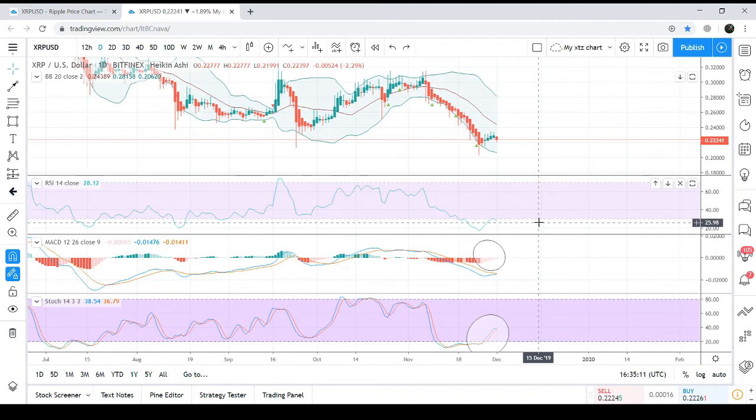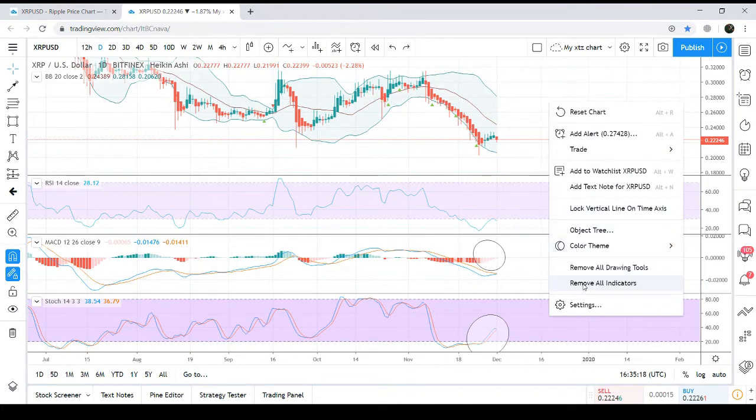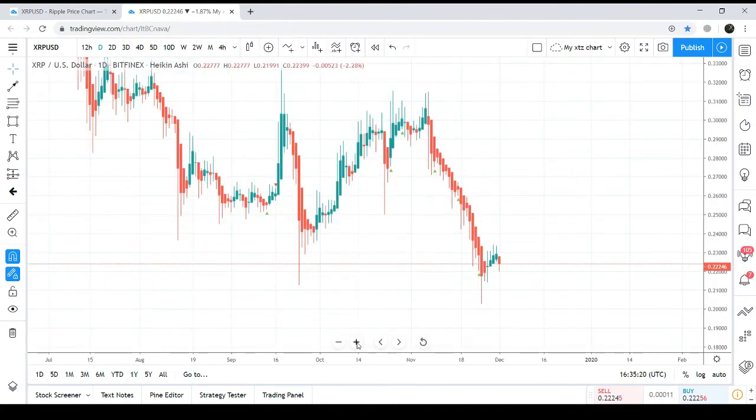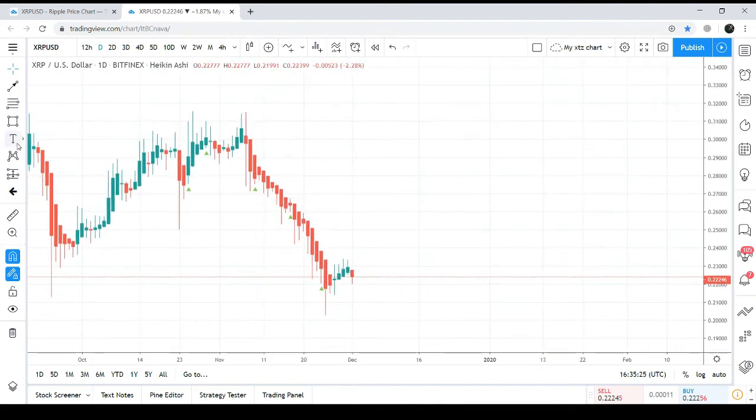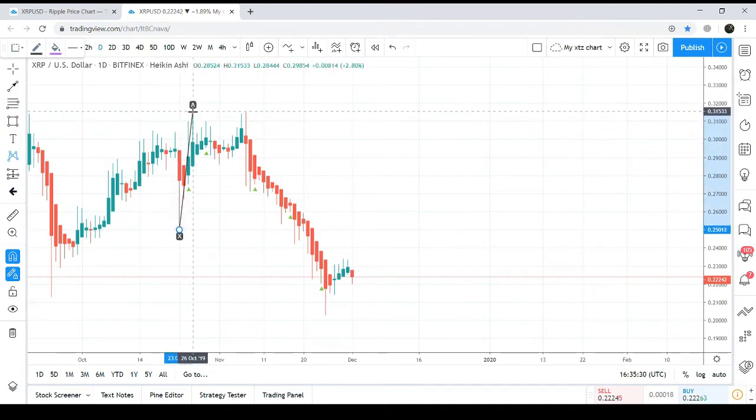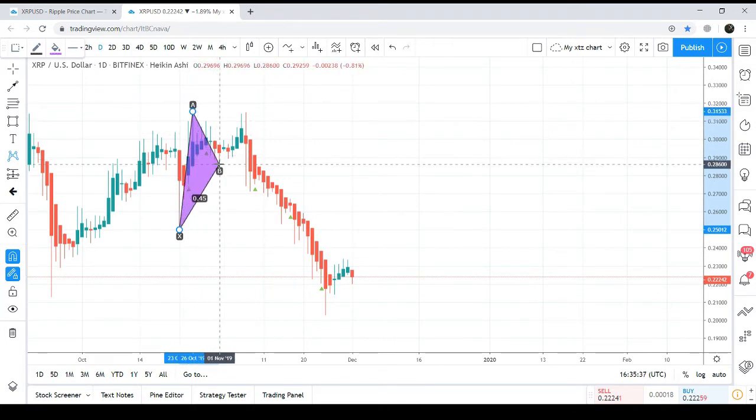Now I'm going to show you the move of price action. For that, I'm just removing all the indicators. And here we can see that the price action has formed a bullish crab pattern. This is the initial leg, the X to A leg. And the A to B leg is retraced between 0.382 up to 0.618 Fibonacci as required for the crab pattern.